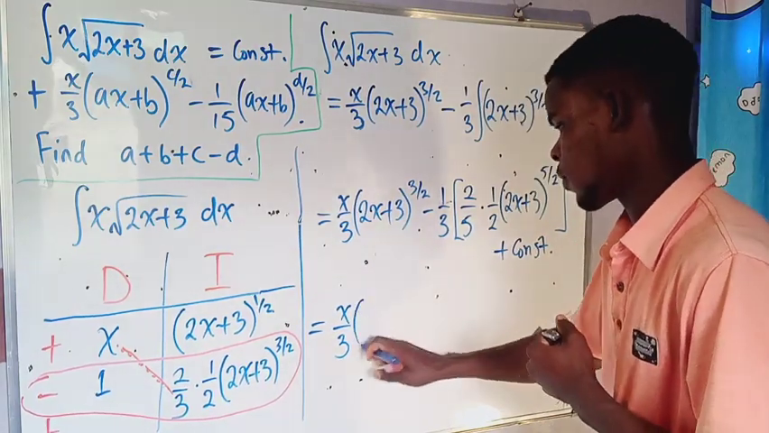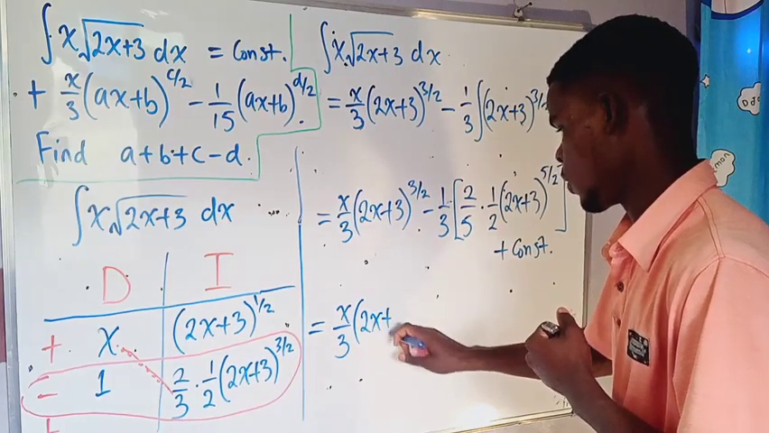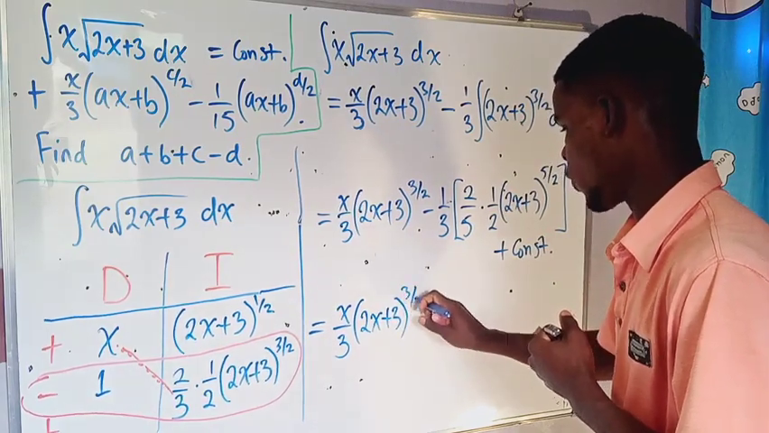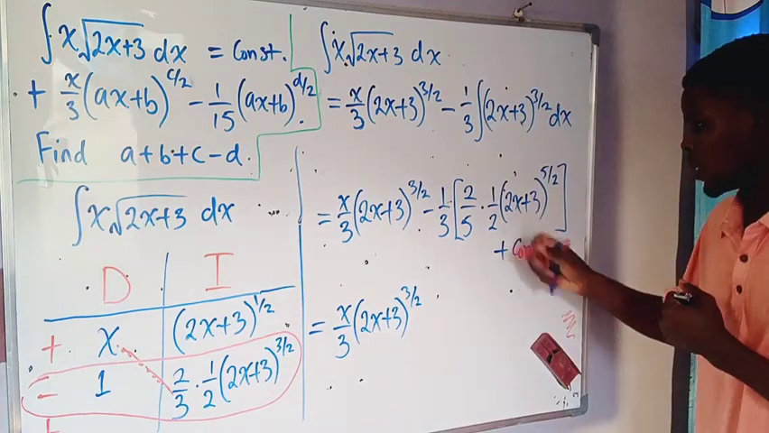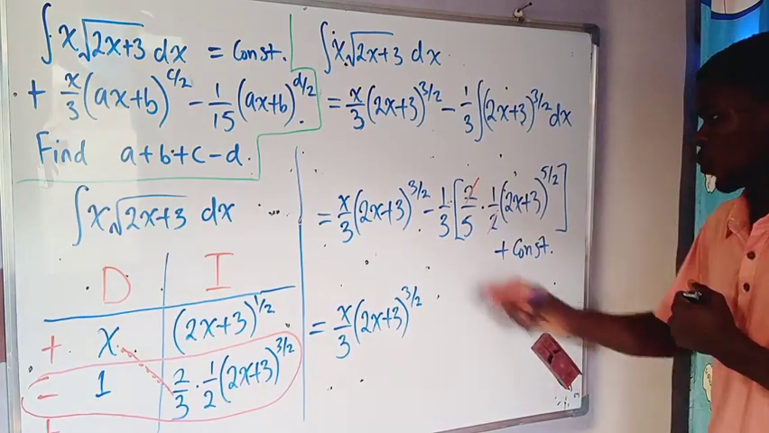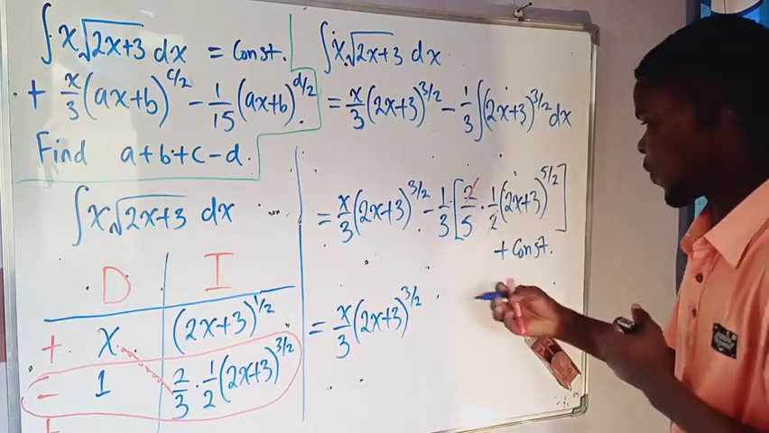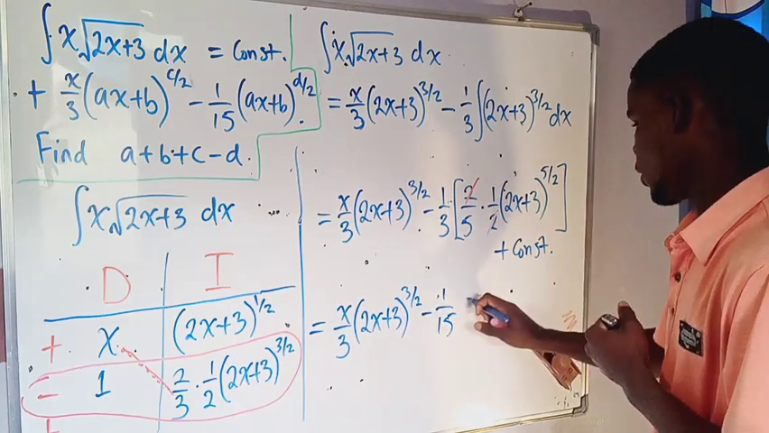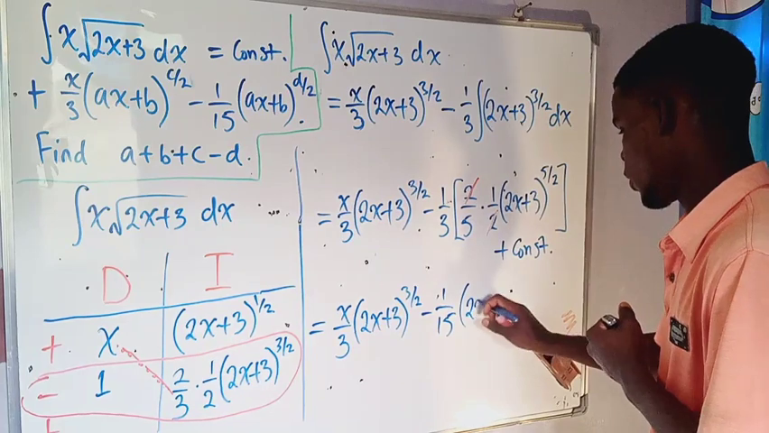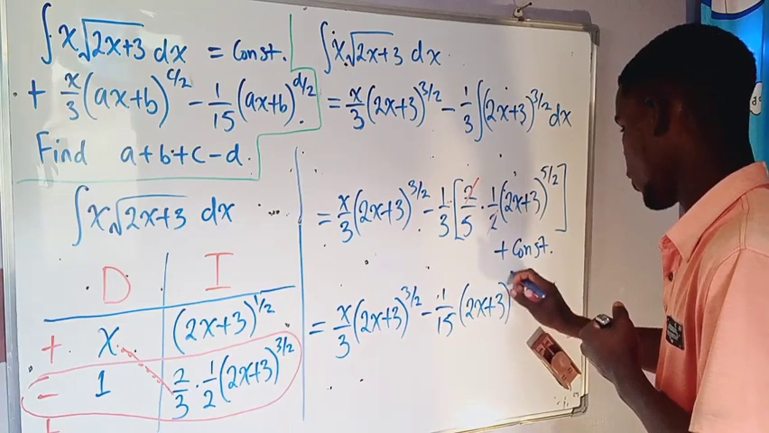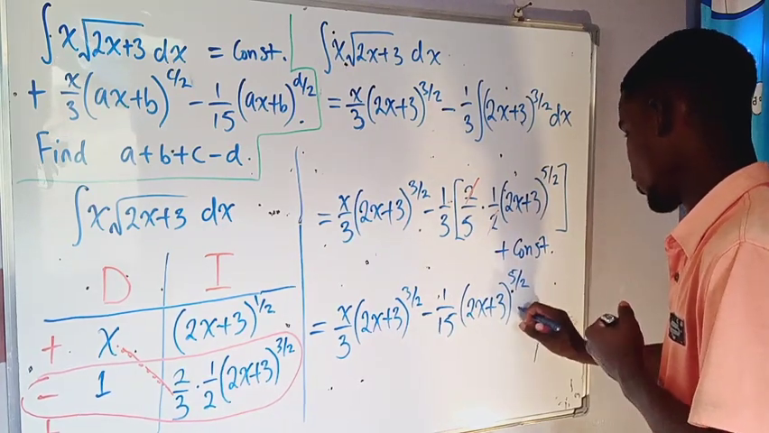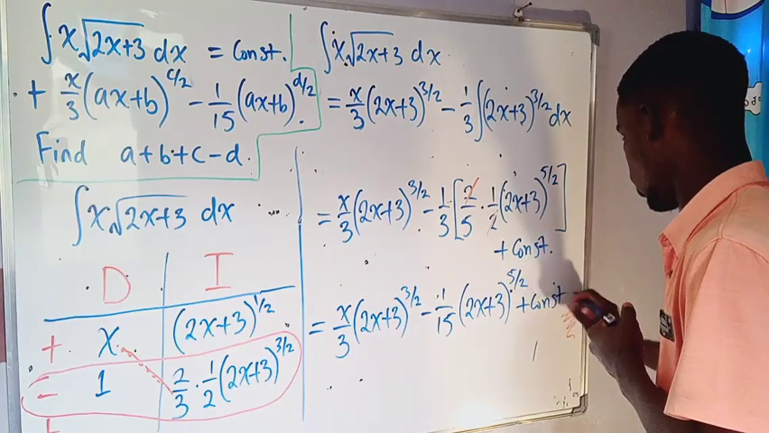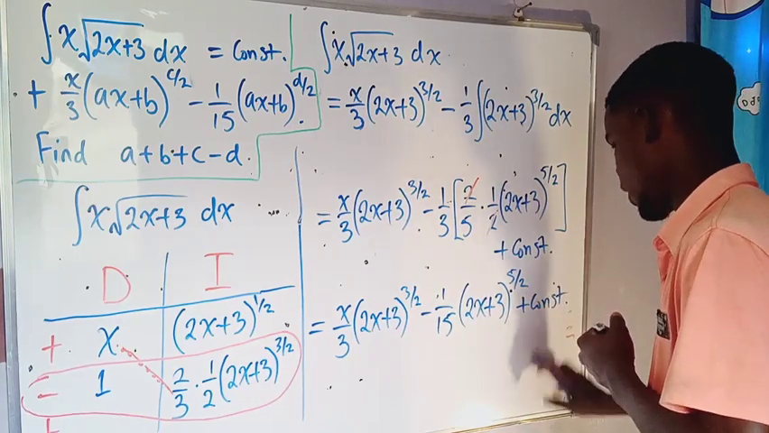Okay, 2x plus 3 raised to the power of 3 over 2. And now let's see, this and that will cancel. We have negative 1 over 3 times 1 over 5. That is just 1 over 15, and then 2x plus 3 raised to the power of 5 over 2. And of course, the arbitrary constant. Okay, and this is very nice.